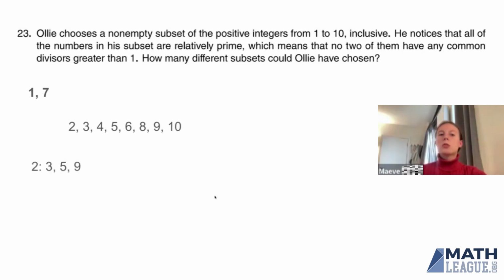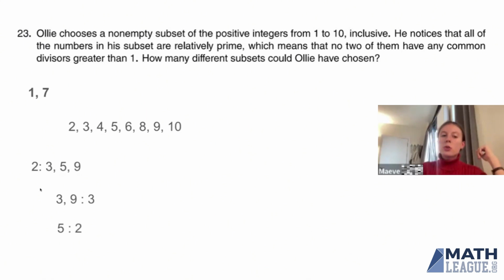So suppose the smallest number in Ollie's set is 2. Then we can't have 4, we can't have 6, we can't have 8, we can't have 10, right? Because any even number is not relatively prime to 2, so those are out. That leaves 3, 5, and 9. Okay, we can't have both 3 and 9, right? Because those are both divisible by 3. They are not relatively prime. So we can have 5 or not have 5. And then we can have 3, or we can have 9, or we can have neither 3 nor 9, but we cannot have both 3 and 9.